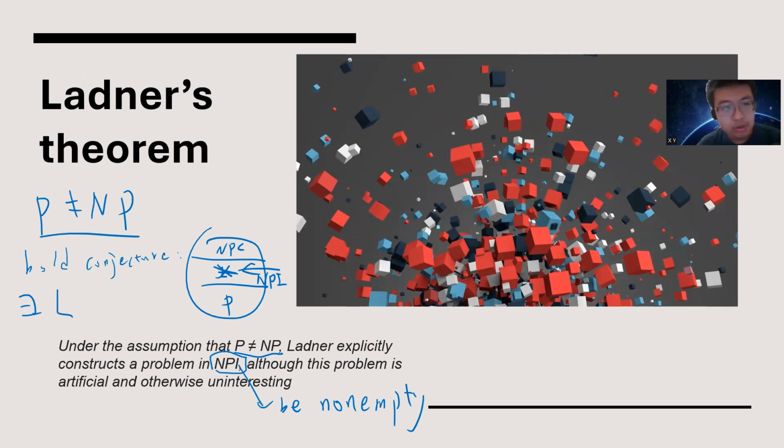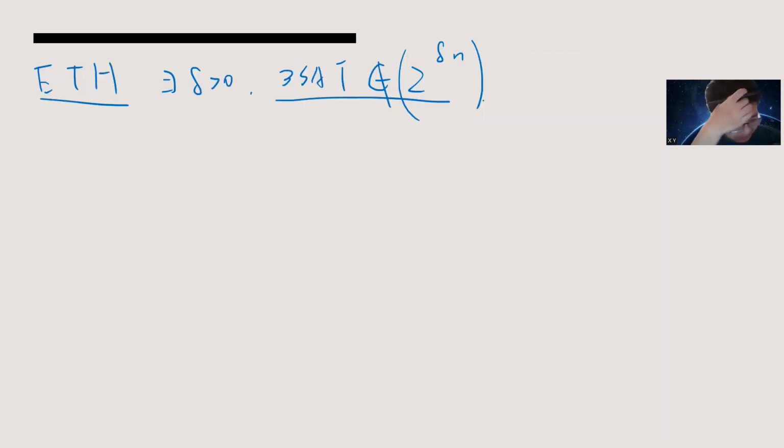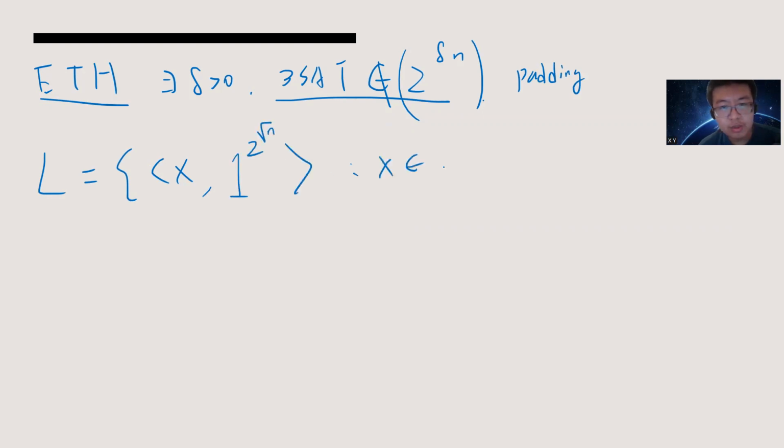If we use this, then we can easily create the proof; it is very trivial. You can create such a language for Ladner's theorem. The idea is that you define your language L where X, you need to do some padding. Let's say you create 1 to the 2 to the square root n, where X belongs to 3SAT.